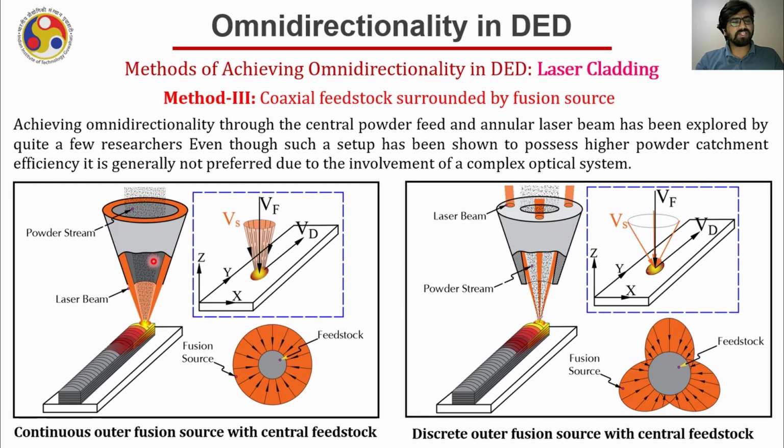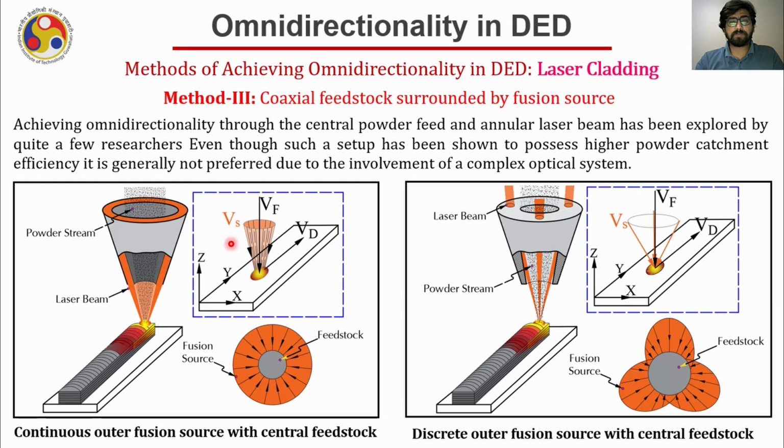If you take a cross section at any plane of this type of laser beam, you will find a donut shape cross section. Now in this case, if I draw the vector diagram, it will look something like this, where the cone is representing the fusion source and represented by VS, and from the center the raw stock material is coming, which is represented here by VF. And then you move in any direction VD on the plane, it can be noticed that the scenario will remain consistent, and hence the angle between VS, VF and VD will be the same, and the process will become omnidirectional.